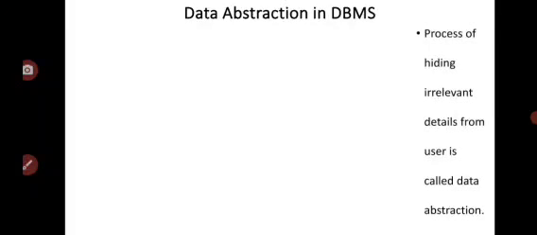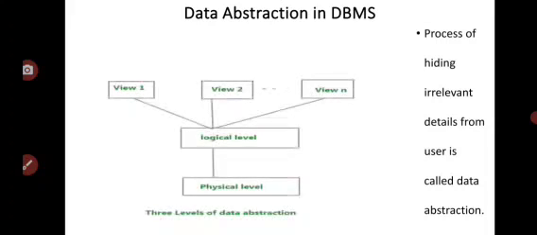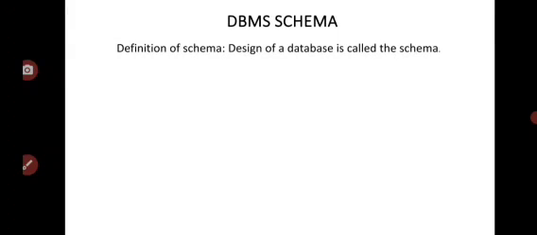Then we come across the data abstraction in DBMS. Data abstraction is a process of hiding the irrelevant details from the user. So that means the user doesn't concern about how the data is stored inside the database management system. They are concerned about what they are going to get. So view 1, view 2, view 3 will be viewed in the logical level, and it will be concerned about the physical level. It is concerned about getting the data, not about how it is stored. So that concept is called data abstraction.